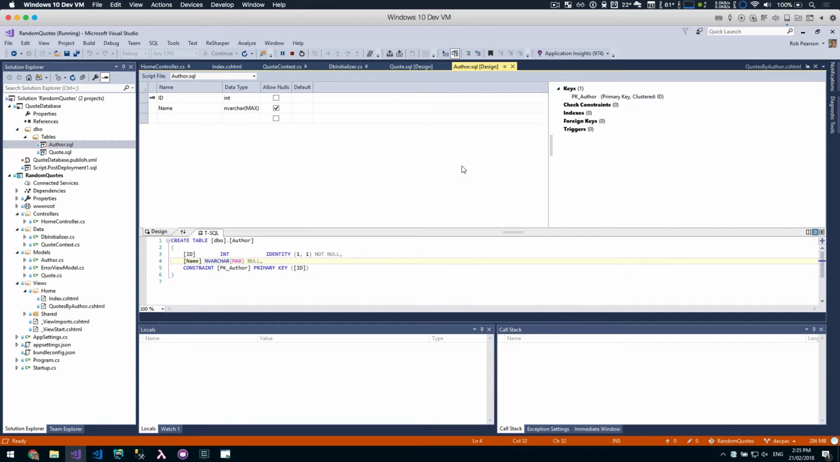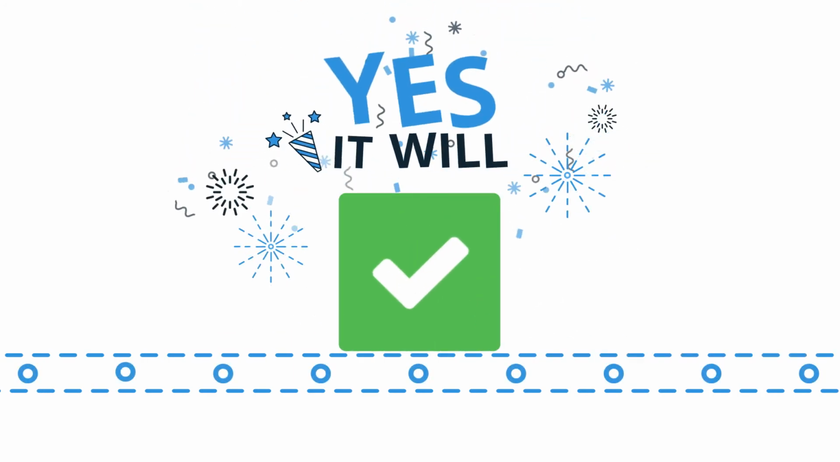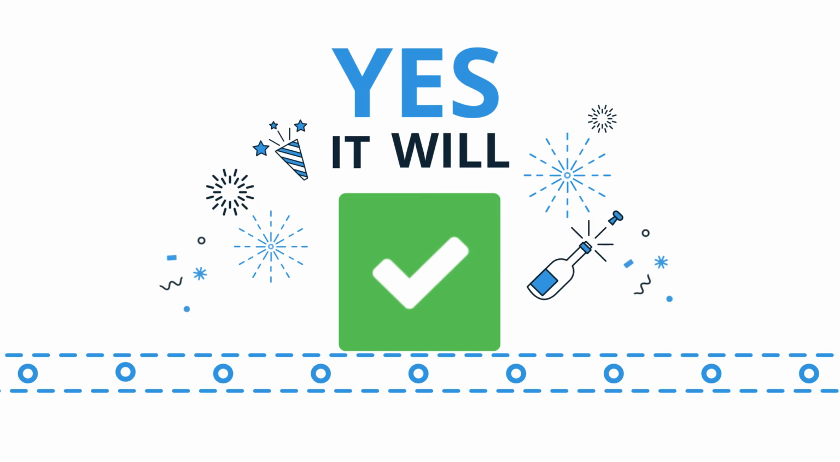This is a simple example, but it's representative of what happens with real applications every day. New features are requested, and code and databases change. We want to be able to automate the deployment of our web app and the database, including changes, in a repeatable and reliable way. So the big question is, will it deploy? Yes, it will. Let's walk through the solution.